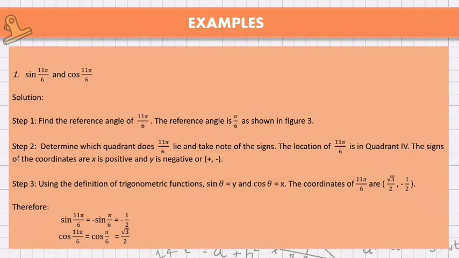Step 3. Using the definition of trigonometric functions, sine theta equals y and cosine theta equals x, the coordinates of 11 pi over 6 are the quantities square root of 3 over 2 and negative 1/2. Therefore, sine 11 pi over 6 equals negative sine pi over 6 equals negative 1/2. Cosine 11 pi over 6 equals cosine pi over 6 equals square root of 3 over 2.